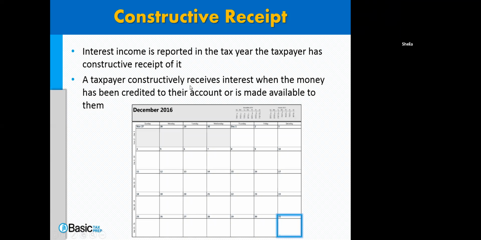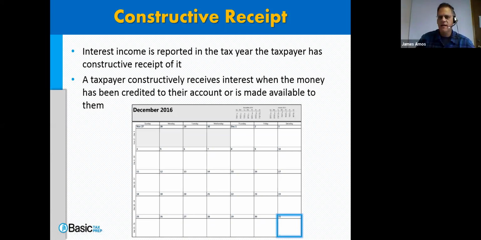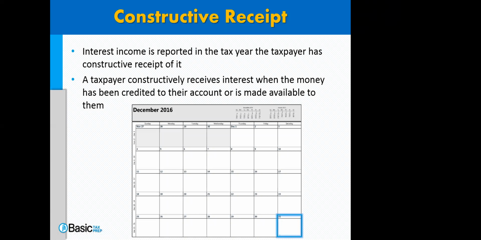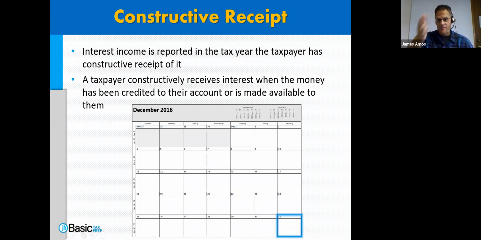I'm going to pause right there. I just talked a bunch. I see eyes glazing over. So talk to me. Does that make sense to you? Can somebody give me an example of a constructive receipt that's not this? It can be something else, even not related to interest.